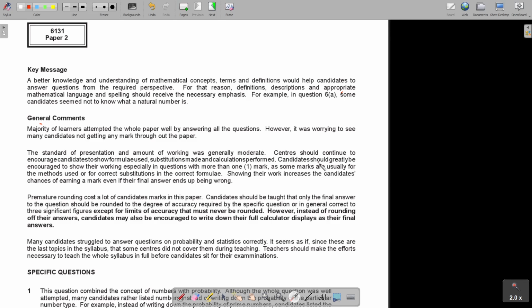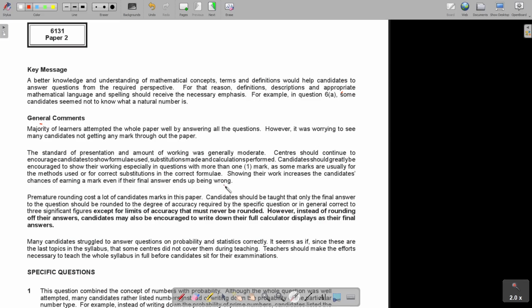So candidates should greatly be encouraged to show their working, especially in questions with more than 1 mark, as some marks are usually for the method used, as for correct substitution in the correct formula. So just by substituting it correctly, you could have gotten 1 mark. And that's why I say, don't give up, just try. Showing their work increases the candidate's chances of earning a mark, even if their final answer ends up being wrong. Very important, show your working.